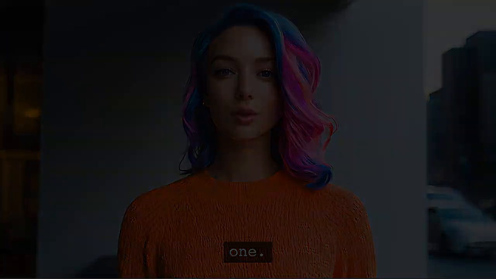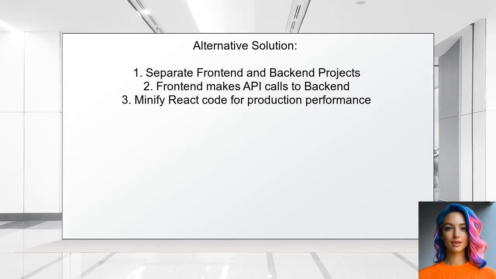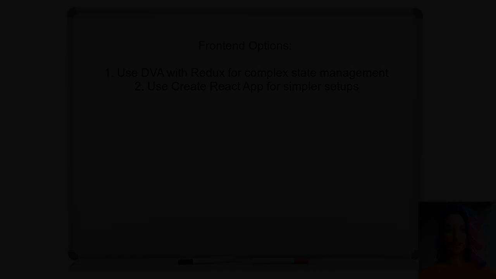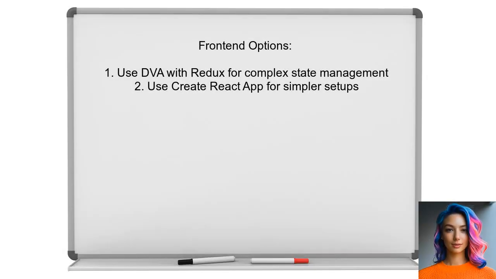Let's explore another one. This user suggests keeping the front end and back end as separate projects. They emphasize that the front end, built with React, will make API calls to the Django backend. For better performance in production, it's important to minify the React code into JavaScript and CSS. For the backend, they recommend using Django REST framework. For the front end, they offer two options. Use DVA if you plan to implement Redux, but only if your state management needs are complex. Otherwise, they suggest using Create React App for a simpler setup.